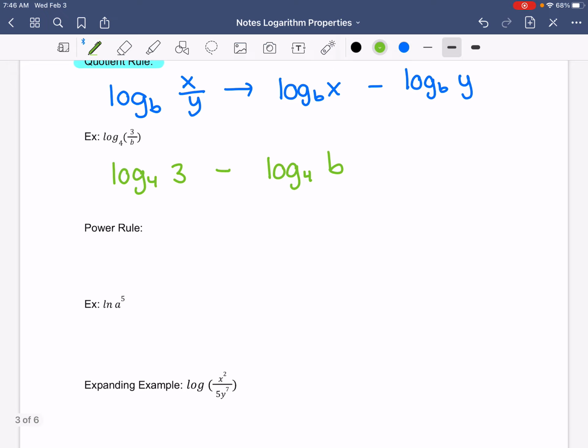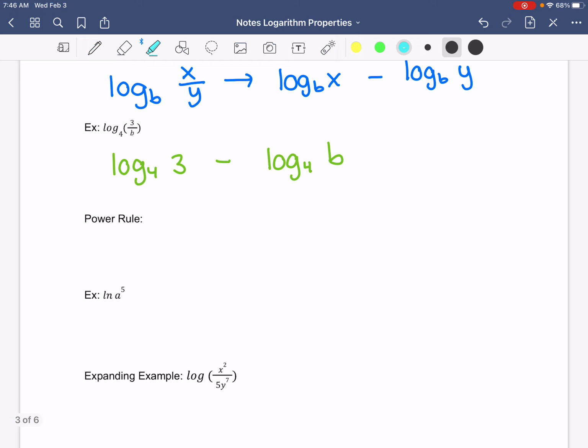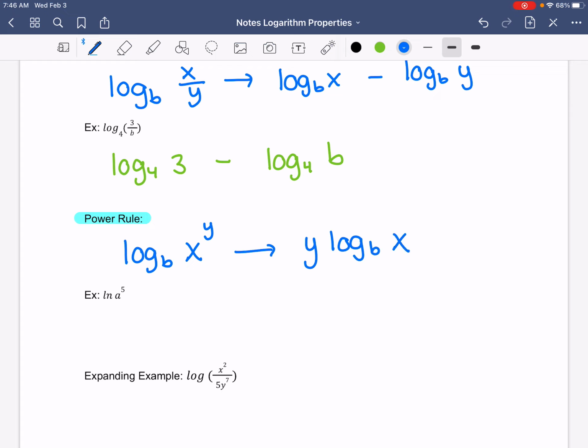All right, one more little rule for expanding and condensing. This next rule is the power rule. The power rule says that if you have an exponent, so log base b of x to the power of y, this time the y is an exponent. When you expand this, the y gets written in front. It's y times, we just don't write it, but it's y log base b of x. So if there's ever an exponent, it gets written in the front.